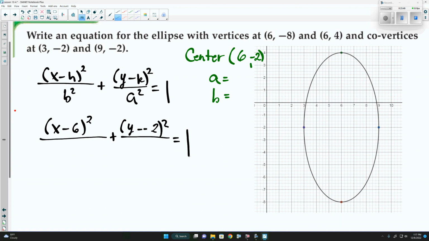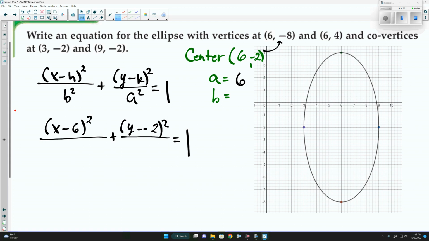And again, a is going to go with the vertices. And it's really going from the center to one of these vertices. So looking at 6, -2 to 6, -8. So the difference between -2 and -8 is? So what we're saying is -2 minus 6 gives us -8. And -2 plus 6 would indeed give us 4, the other vertex.